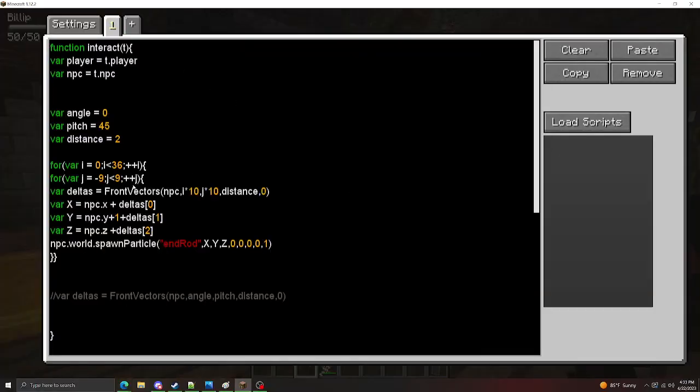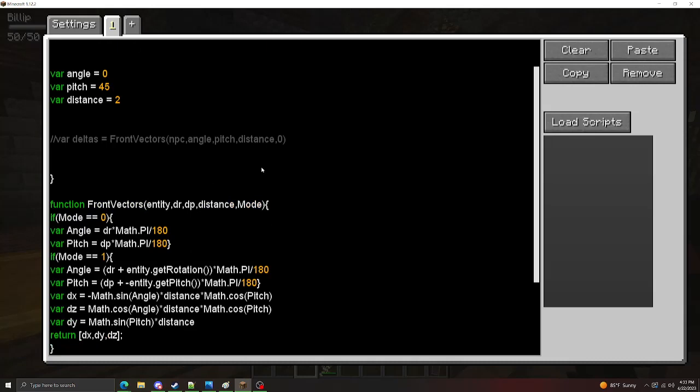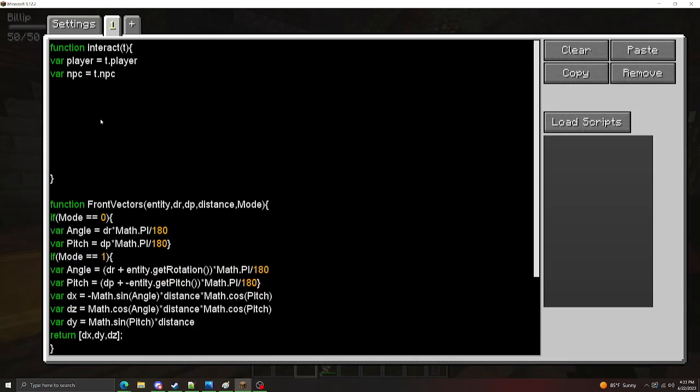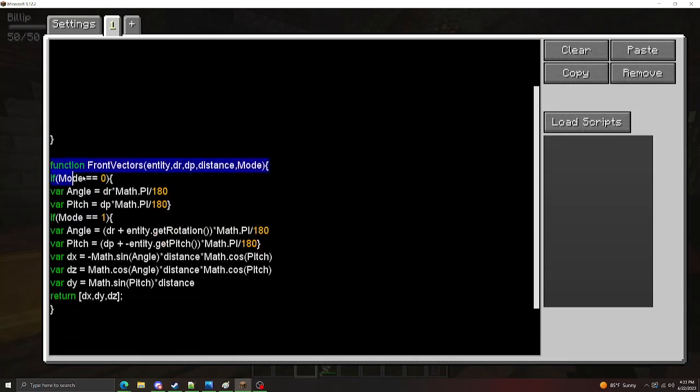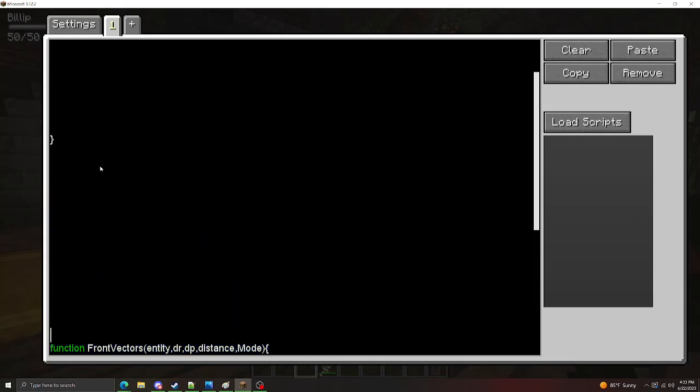All right, so that's the front vectors function. Let's remove all this stuff for now. Let's just move this function down. We'll pull it back up later.